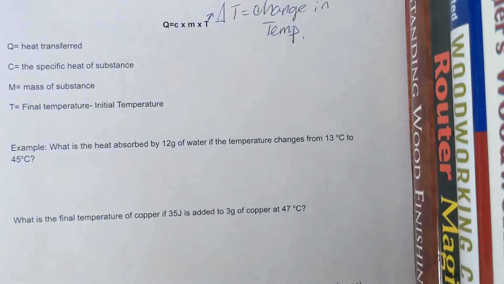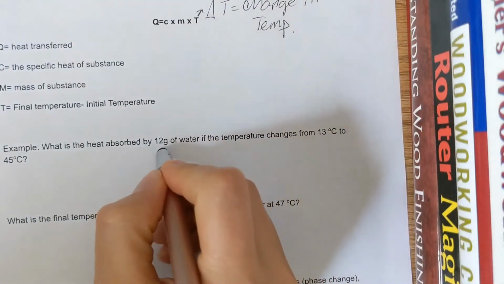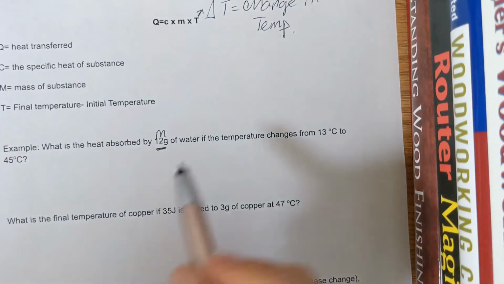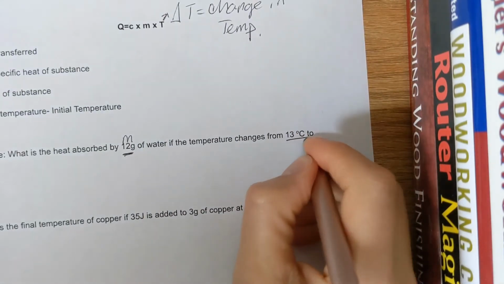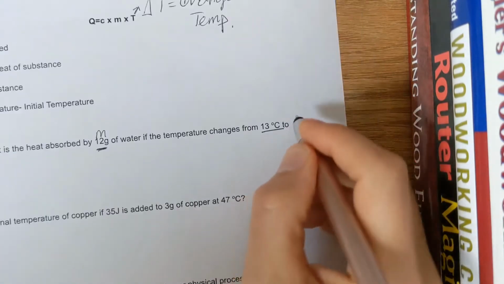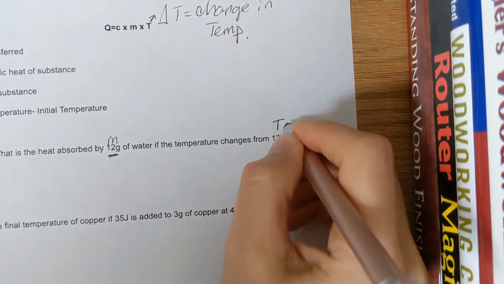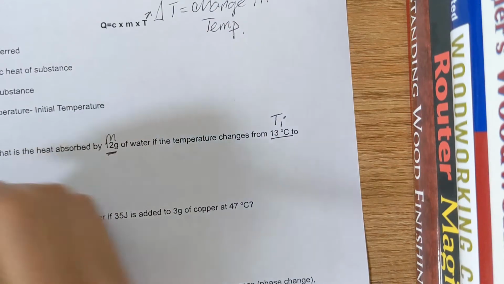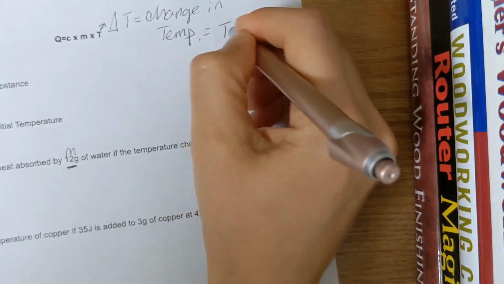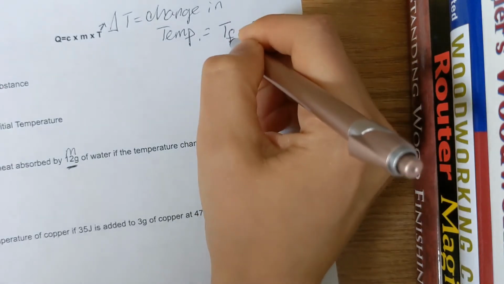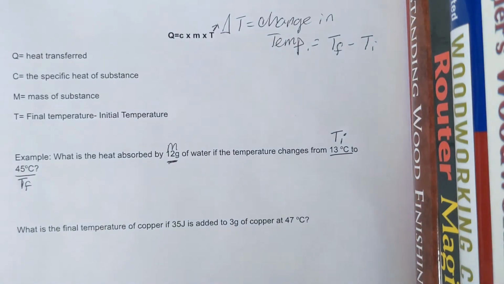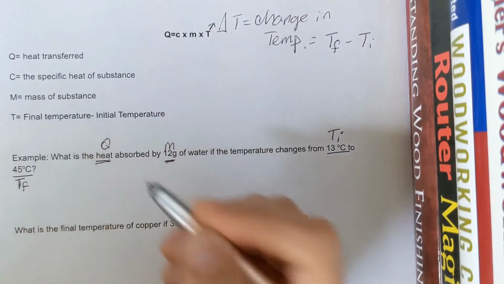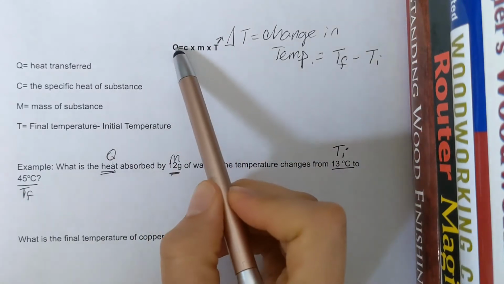So if we come down here, I like to underline my data. So I have 12 grams. Grams is mass. And if the temperature changes from 13 to 45, 13 was TI, and this is TF. So you can also think of this as being TF minus TI, which is final minus initial. And the question is, what is the heat? So heat is Q. So if we look at this equation, we're looking for Q.